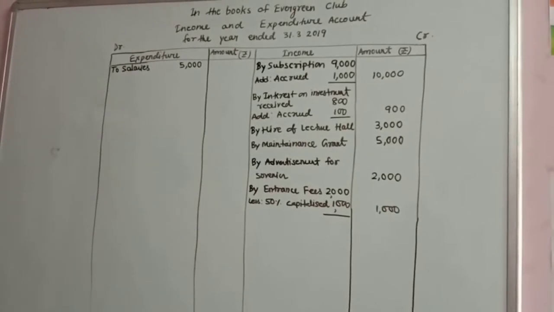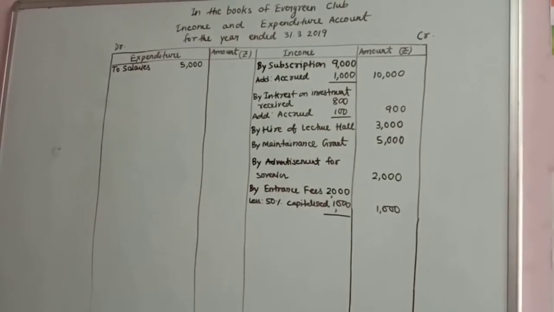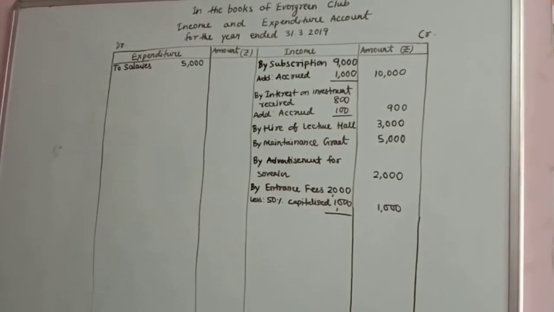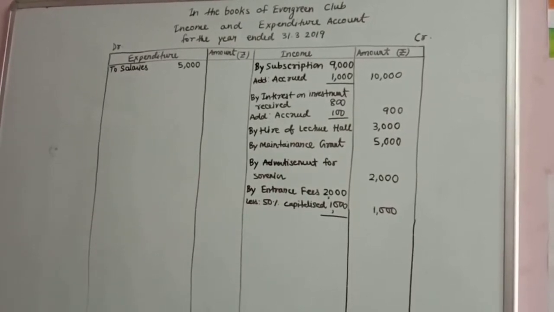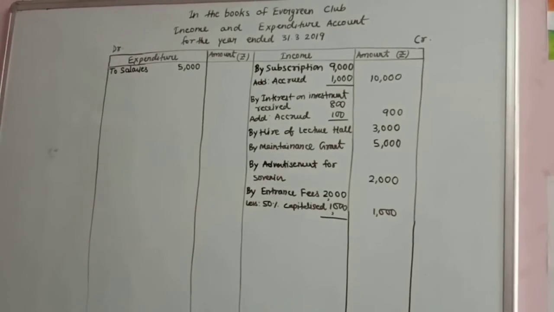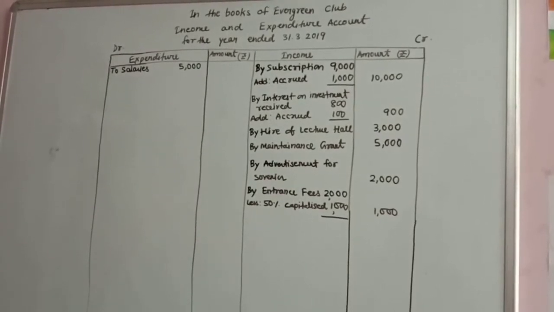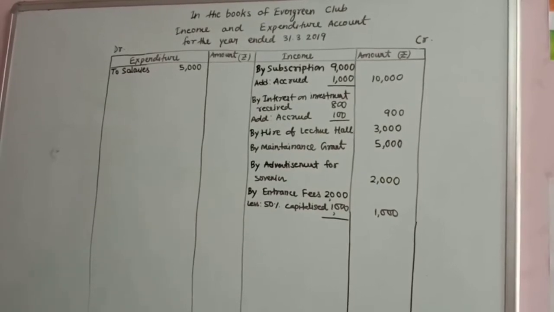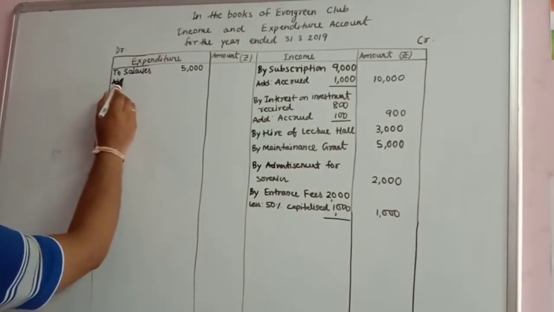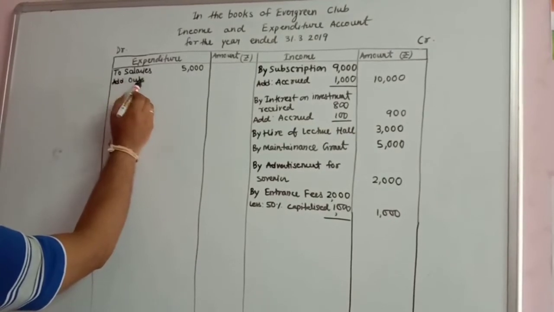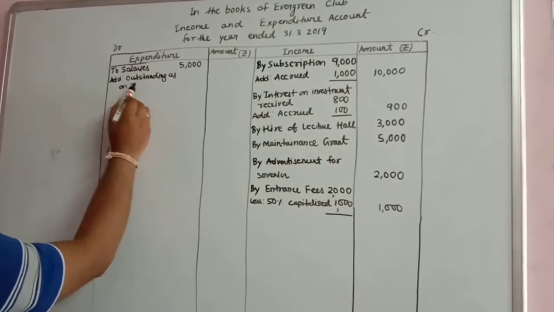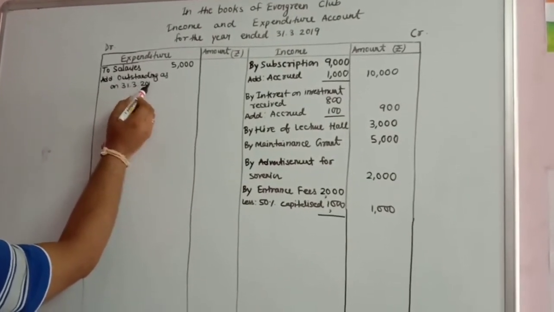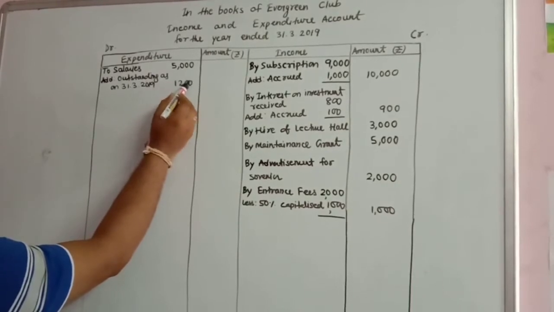That salary which was outstanding in the previous year is no longer outstanding in the current year. It means that that amount related to the previous year had been paid off, but that is not an expenditure for the current year. So what you will do, you will add the salary outstanding for the current year. Okay, that is 1,200 first. Add outstanding as on 31/3/2019. So it was 1,200.